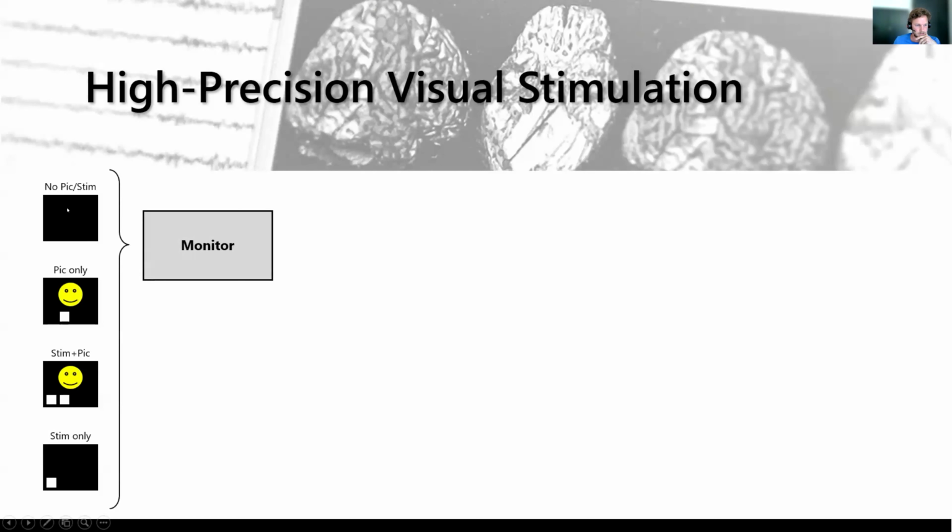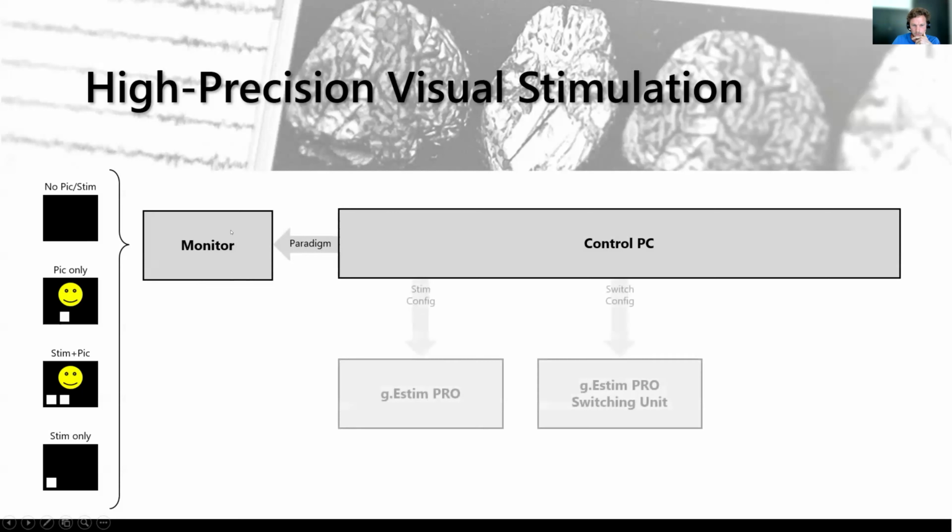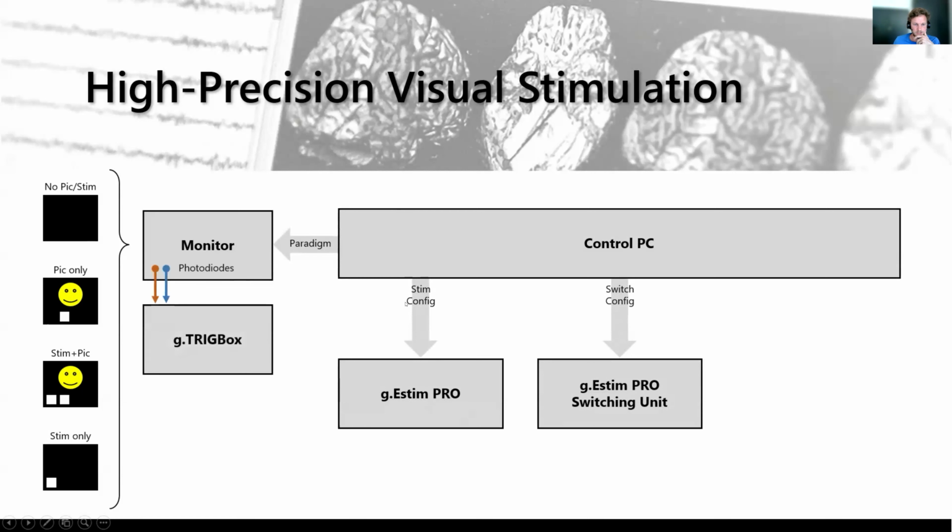So these stimuli have to be shown on a monitor, of course, and all this has to be set up in a so-called paradigm, in an experimental protocol, a procedure for how they are shown on the screen. This paradigm is usually created with Paradigm Presenter and then just played back on the monitor. When we want to stimulate and to switch, we need the GST Pro and the switching unit, which we configure. And then we need trigger signals.